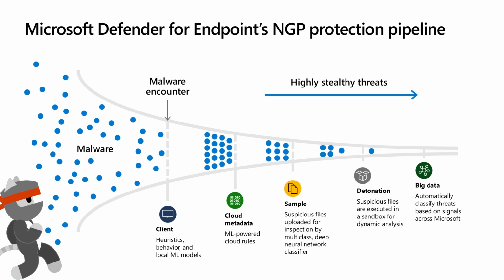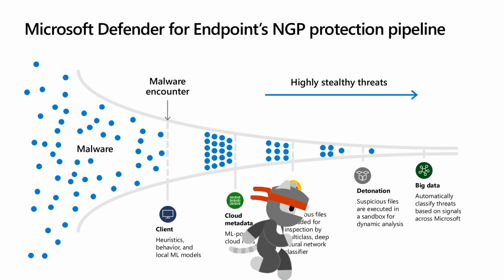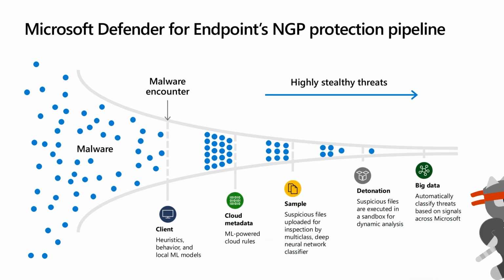And that's where you really start leveraging all of those next generation protections by looking at the metadata through the cloud, by submitting suspicious samples for analysis, by actually doing detonation, and then at the very end here, classifying threats amongst all of the different signals as part of a big data process that Microsoft has. So you're really able to protect against a ton of different threats that both exist in that commodity space all the way through to that tailored space just for you and your organization.